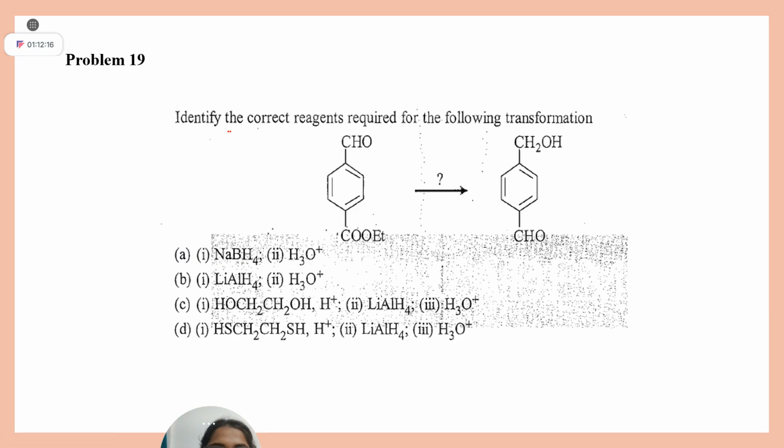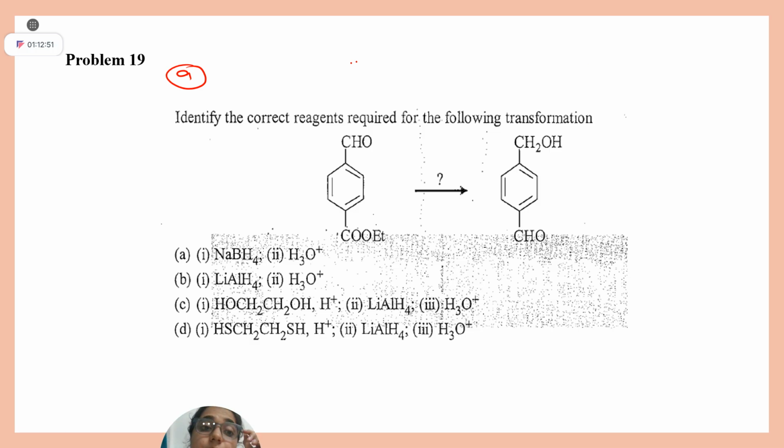So students, in problem number 19, the question is to identify the correct reagents required for the following transformation. We will go one by one. But before that, let me again tell you how to solve these questions. First, read the question clearly. They are asking for the correct reagents required for the following transformation. Then look at the options and solve all the options one by one.